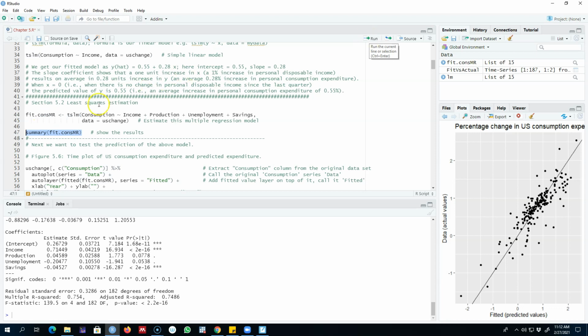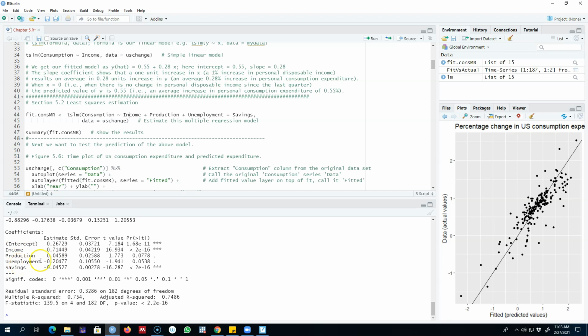So let's pass this saved model to the summary command and look at the coefficient values of this model. This intercept 0.26 shows the value of consumption when all these variables are equal to 0. So if income is 0, production is 0, unemployment is 0, and savings is 0, the consumption will be equal to 0.27.